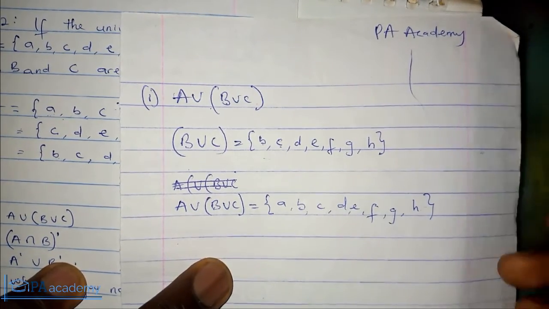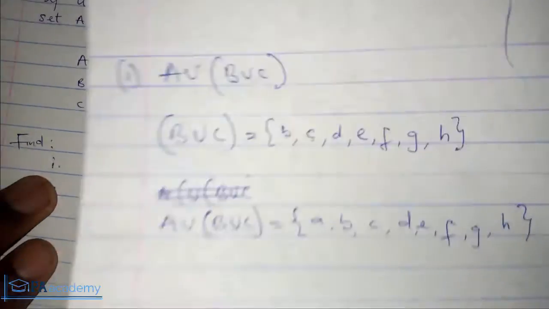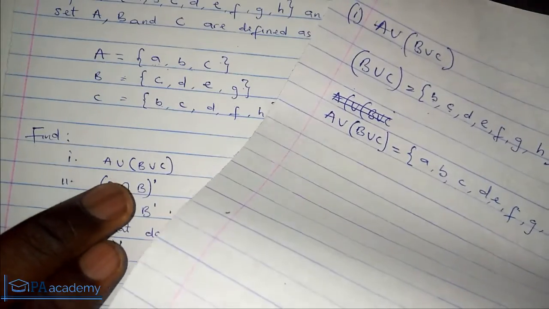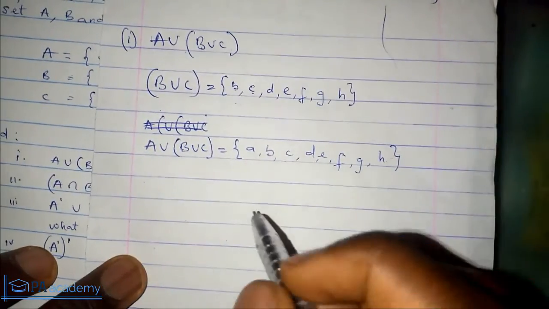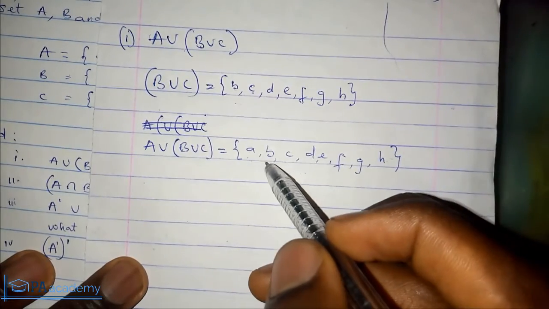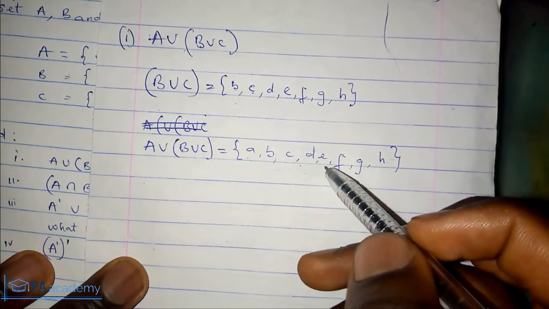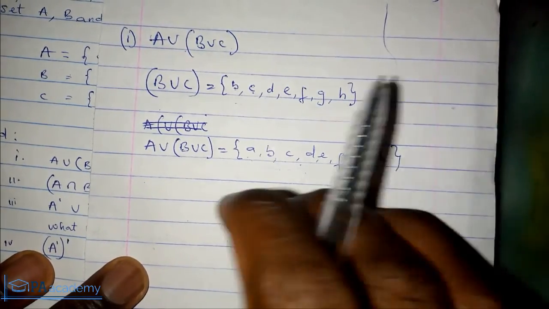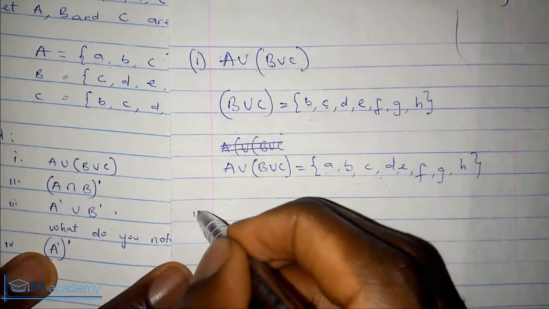So this is the answer to the first one, when we look for A union B union C. The answer is A, B, C, D, E, F, G, and H. So that's the answer. Let's go to the second one.